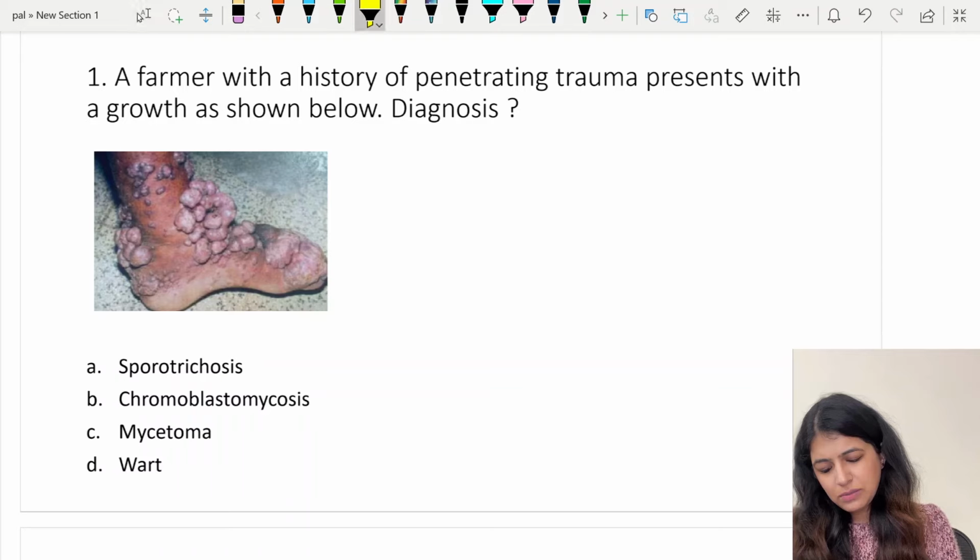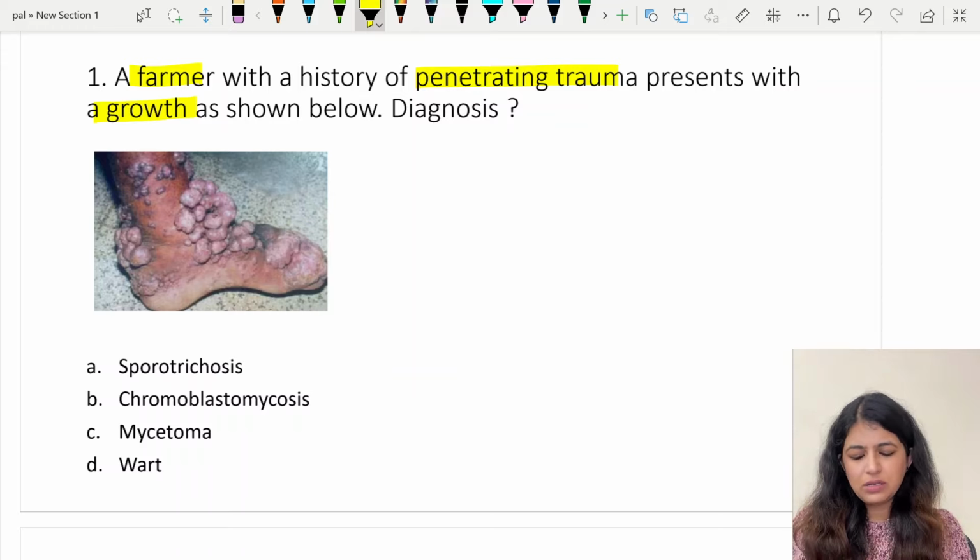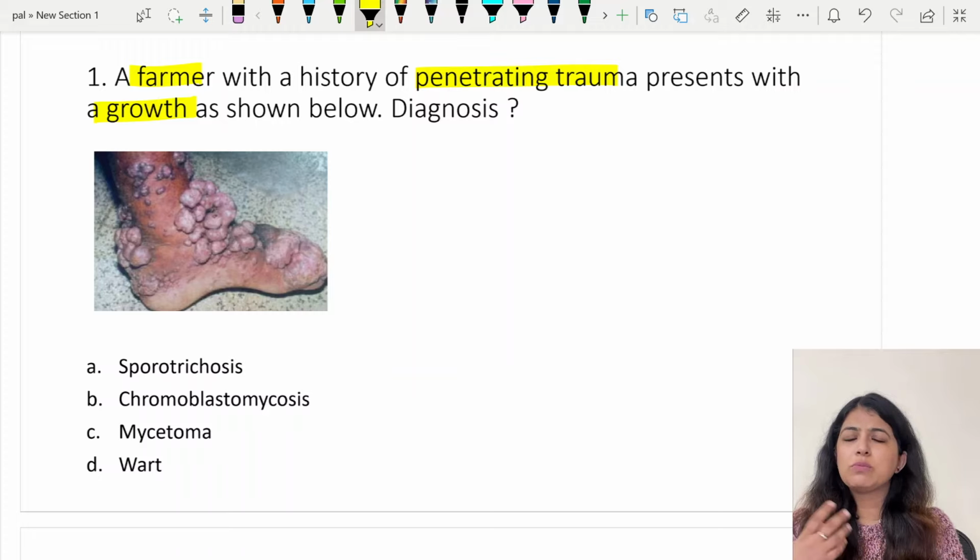A farmer presents with a history of penetrating trauma and a growth. What is the diagnosis? So the text here gives you three hints: a farmer with a penetrating trauma and a growth. So whenever there is a question with a farmer and a penetrating trauma, think of subcutaneous mycosis, because mostly in farmers the penetrating trauma is with plant and soil matter, which are rich with the fungi. So whenever such a scenario is given, the subcutaneous mycosis should be on the top of your mind.